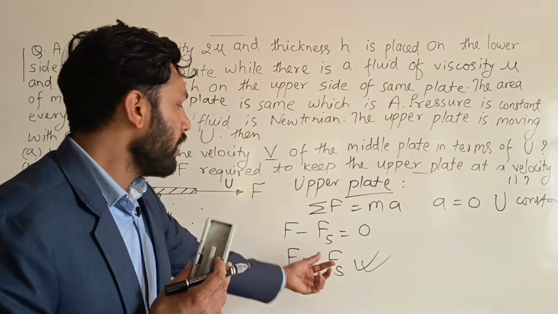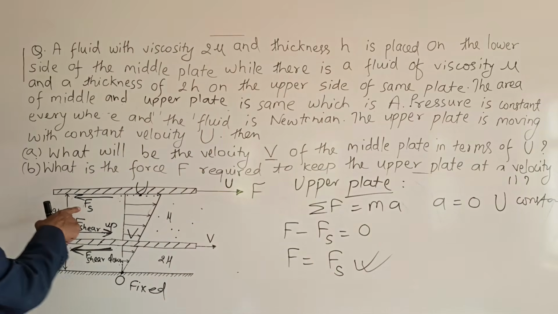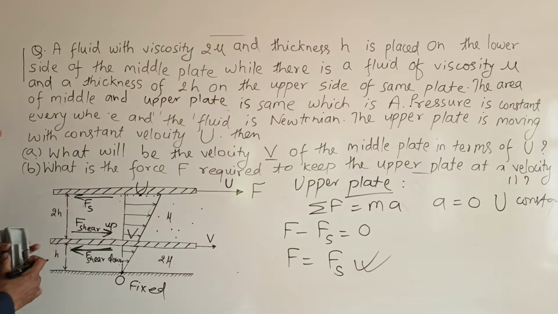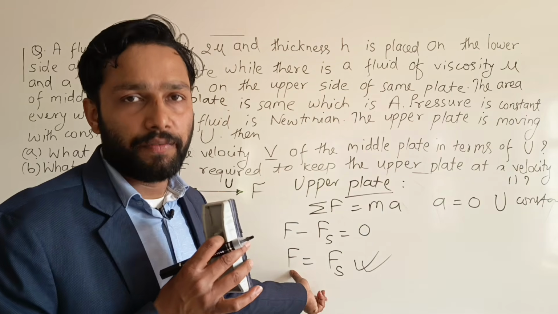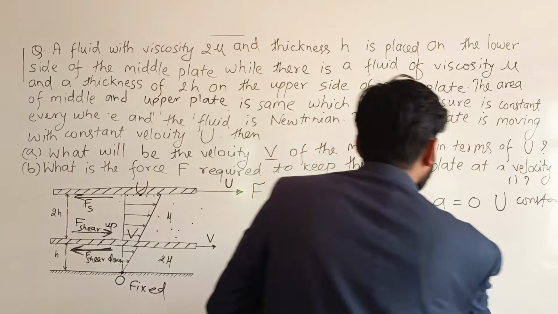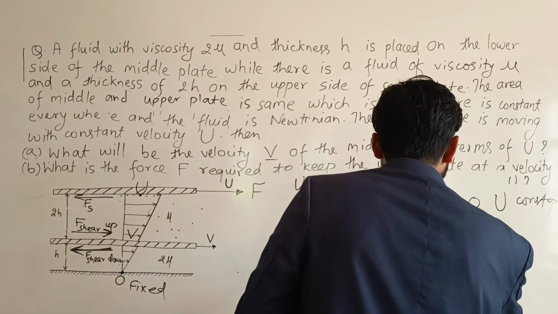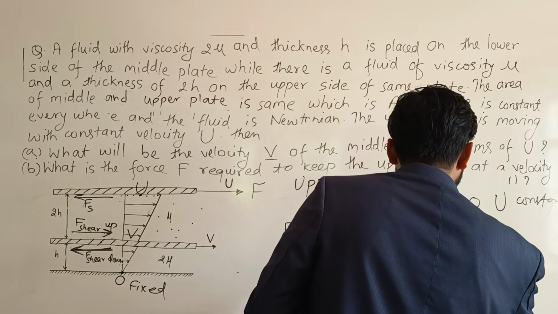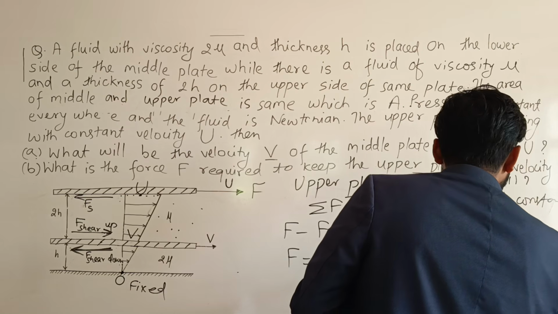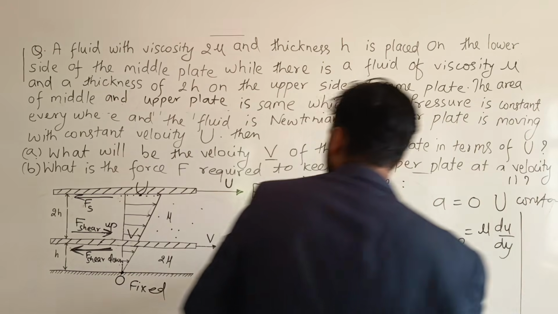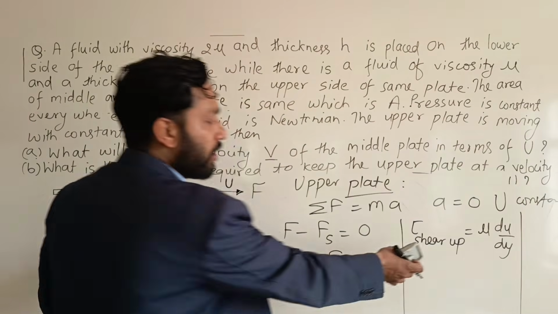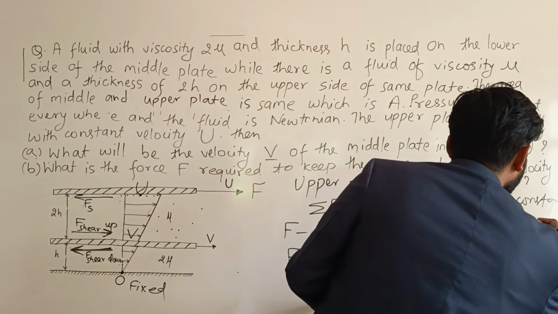Now let's get the shear force Fs by using the shear stress tau. Tau is how much? Tau is equal to mu du by dy. In the upper portion, how much is mu? In the upper portion, mu is mu. We have already done this.